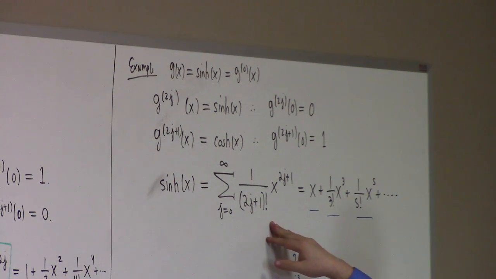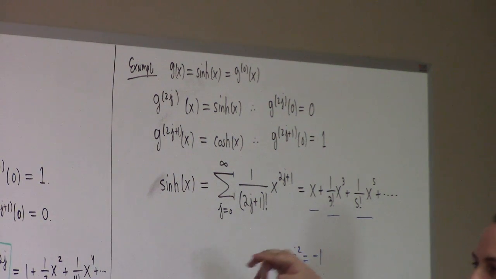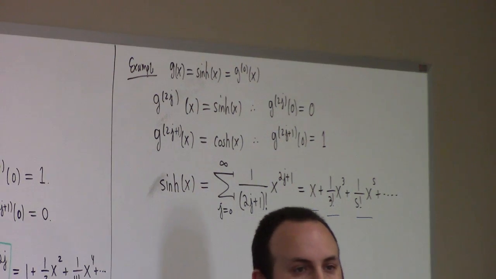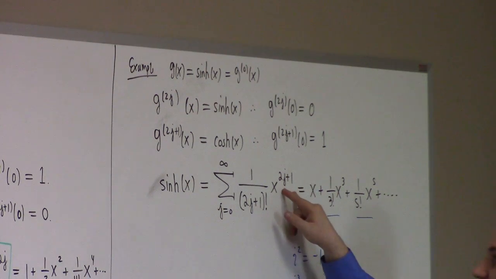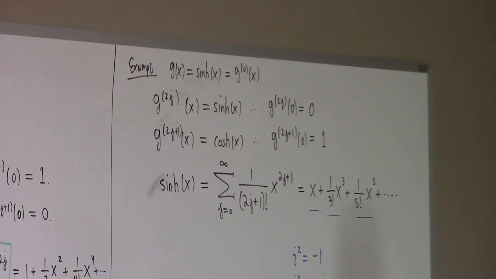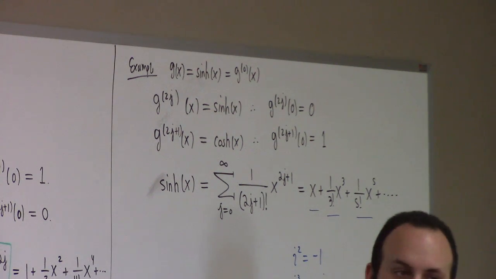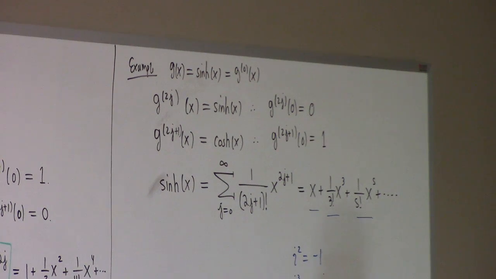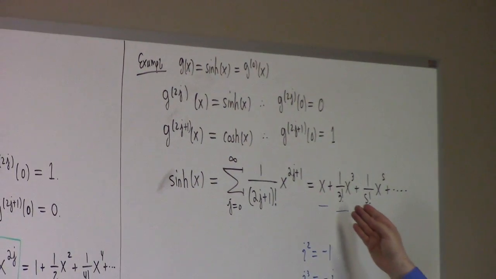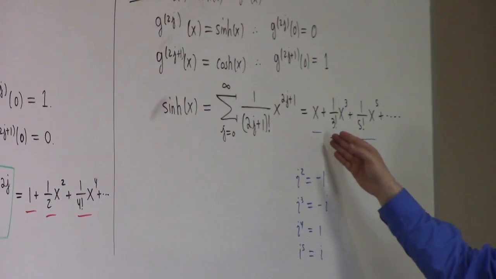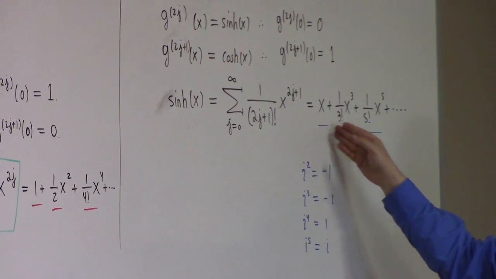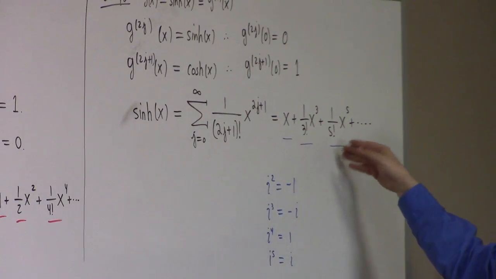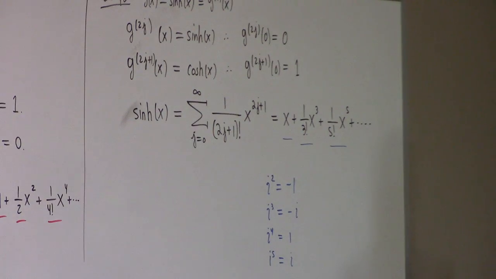Right? So it's kind of the same formula, except instead of having x^2j divided by (2j) factorial, we have x^(2j+1) divided by (2j+1) factorial. And I've written out the first three terms for both. So like cosh has 1 plus 1/2 x squared plus 1 over 4 factorial x to the 4th. Sinh, on the other hand, has what? x plus 1 over 3 factorial x cubed plus 1 over 5 factorial x to the 5th, like that.